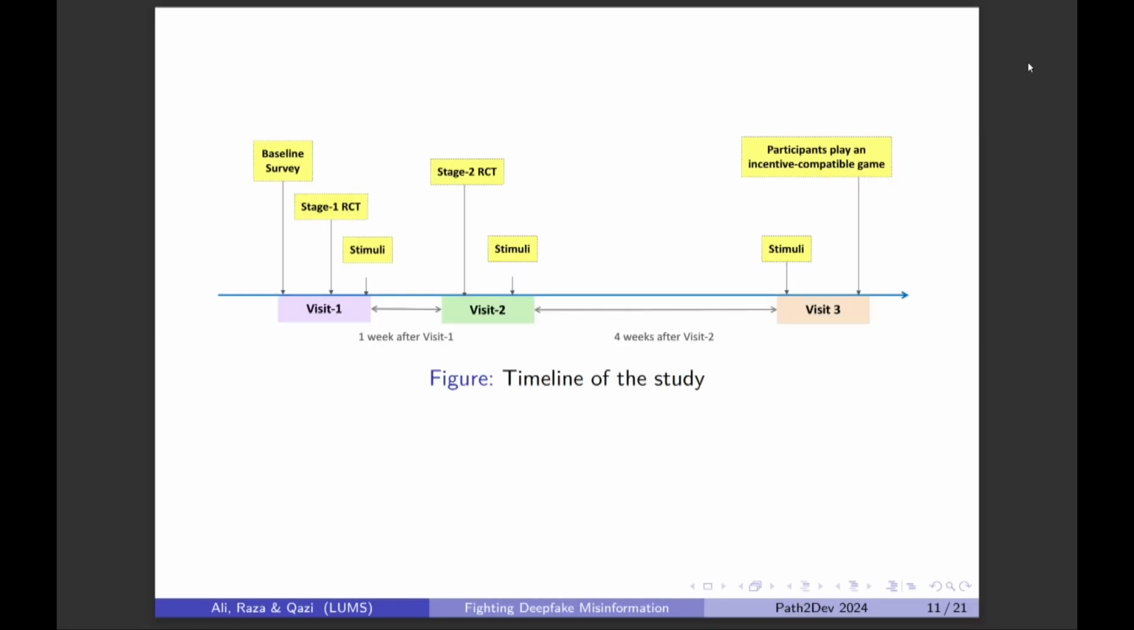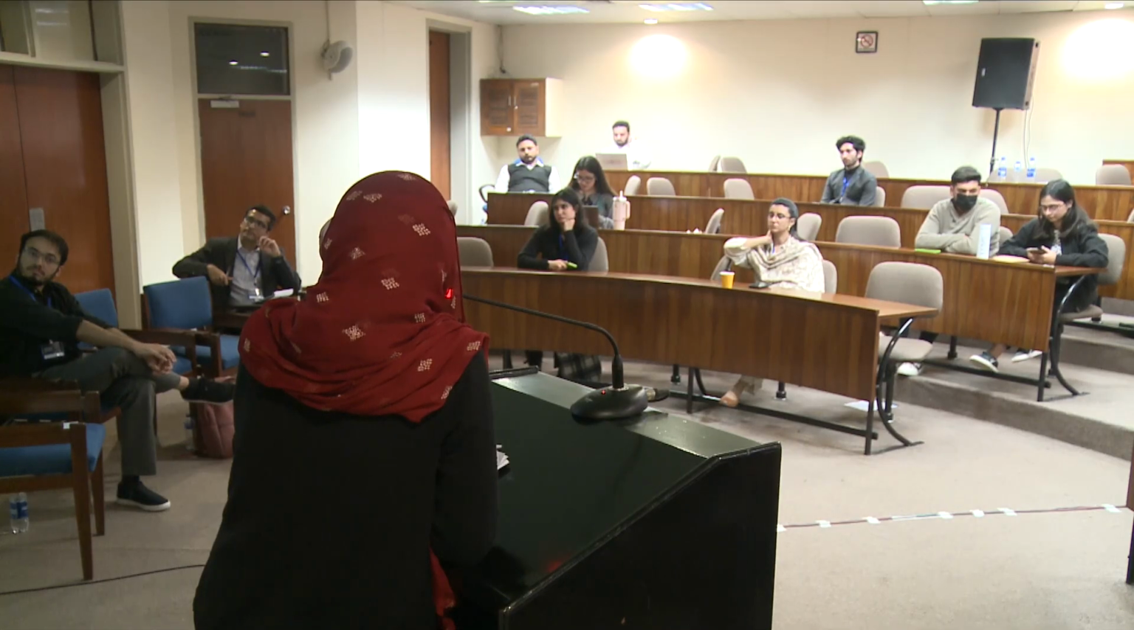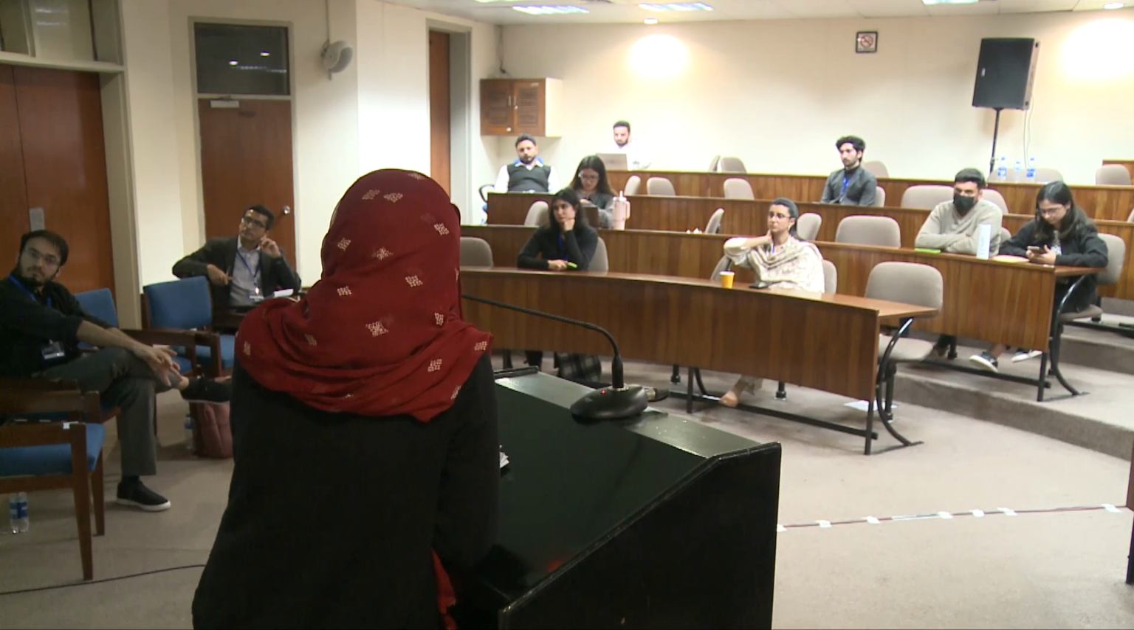So this is your T2, T3, and T4: tips, inoculation, navigating a fact-checking service. Here's a timeline of events. The first visit, you have your baseline survey, the first experiment, and then we measure the effectiveness of the accuracy nudge using experimental stimuli. These are basically news stories, and I'll show you some examples of those.